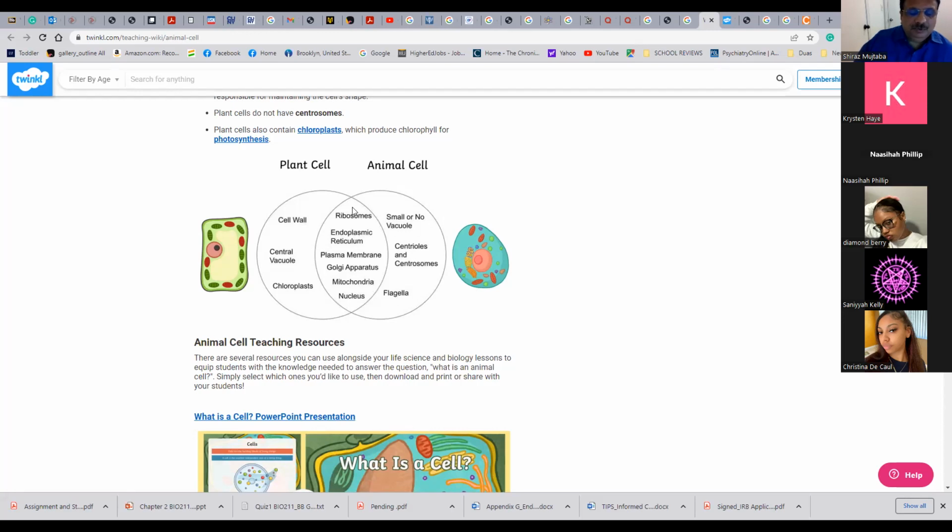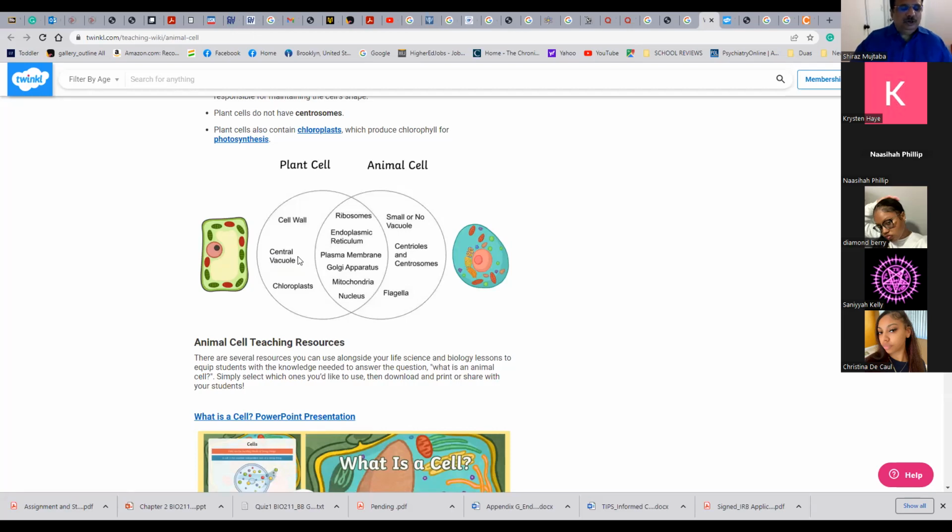Now, these are the similarities between plant cells and animal cells. What are the differences? The difference is the vacuole. There is a large vacuole in the plant cells.